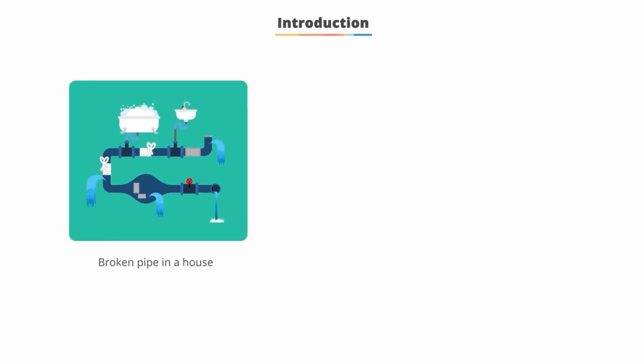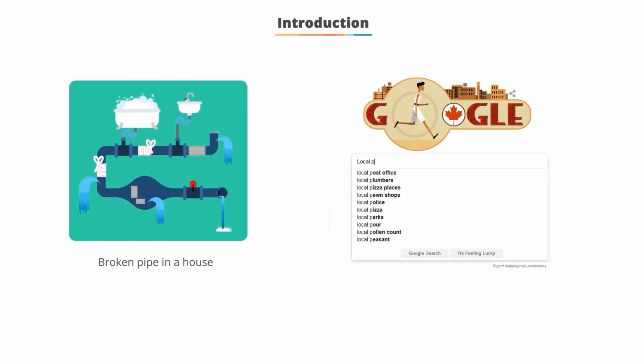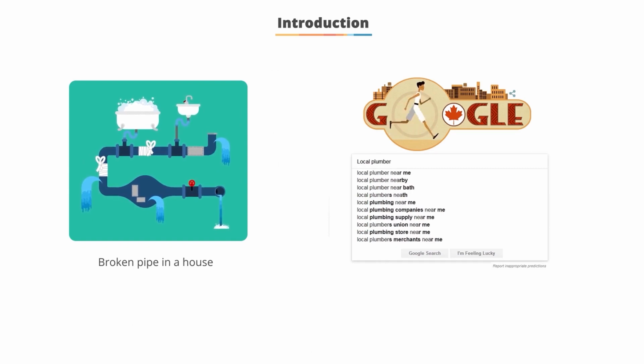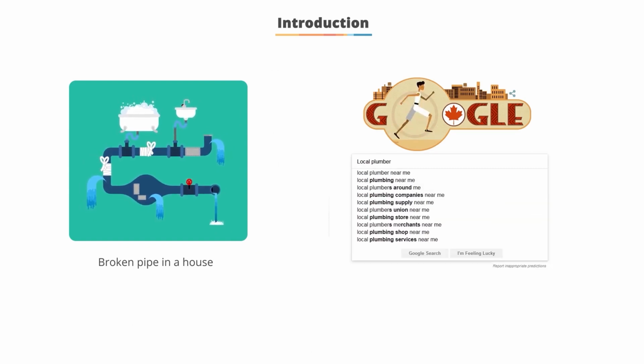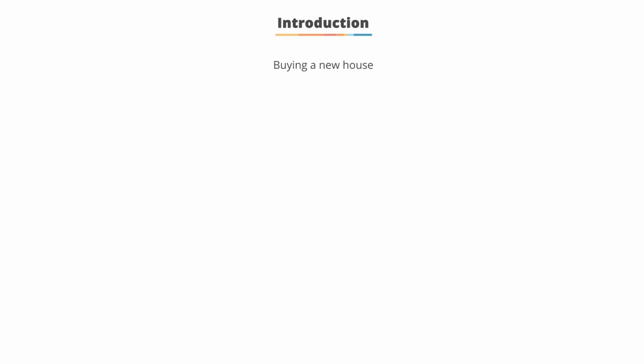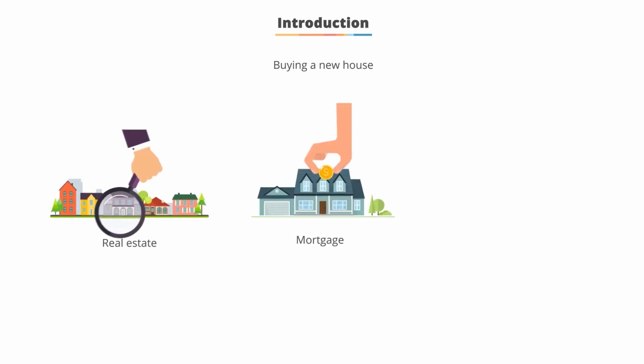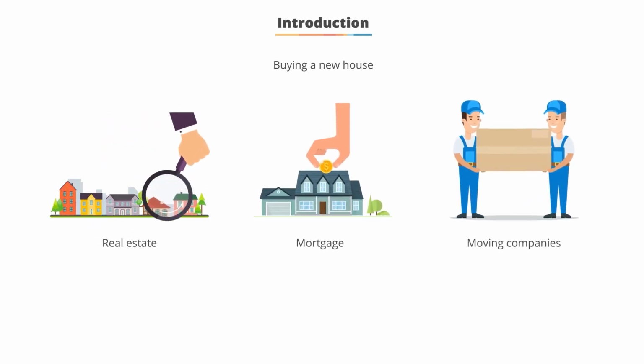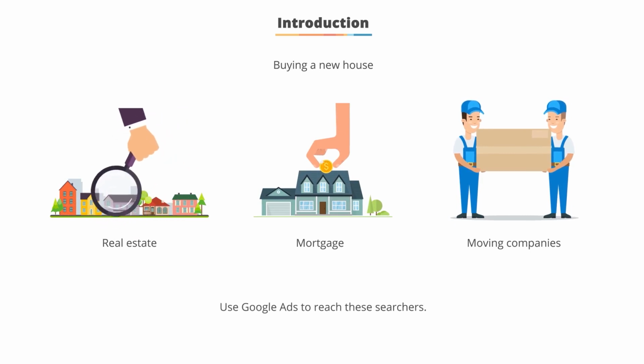So for instance, let's say someone has a broken pipe in their house and they want to find a local plumber. They often turn to Google to search for their answers. Now, if you're buying a new house, you might search for real estate or mortgages or moving companies. All of these are searches that someone conducts every day. So to reach these searchers, you can use Google Ads.